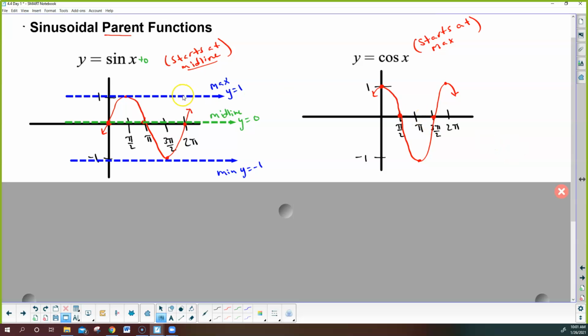And then what I would do here, because this is the same, I would take that same midline, same maximum, same minimum. My drawing isn't perfect, but that's okay. And then take that same midline. And our midline is at 0 because we did not move up or down.